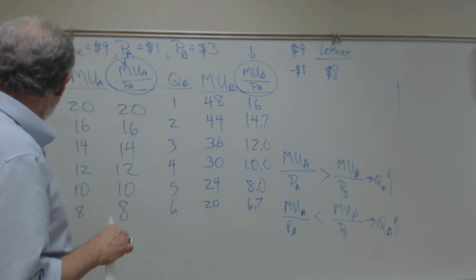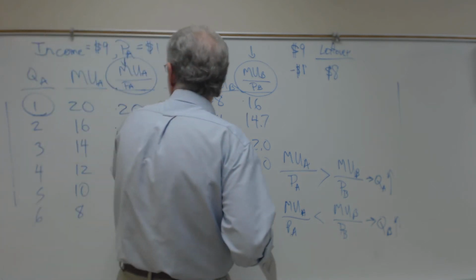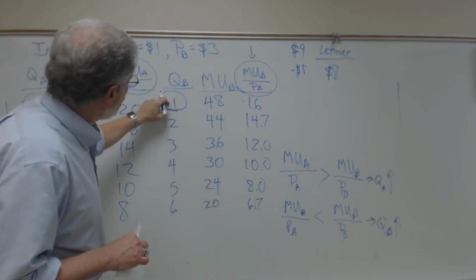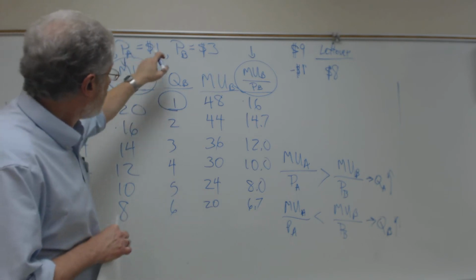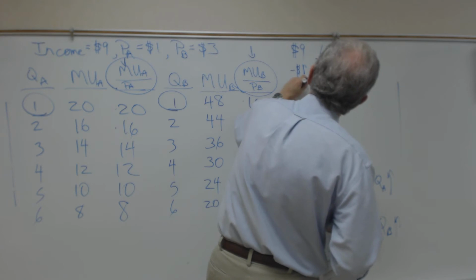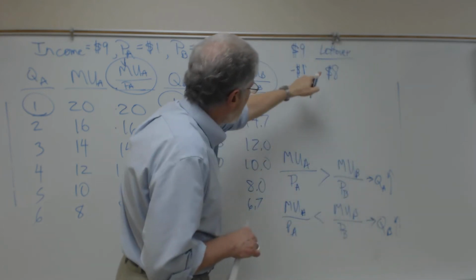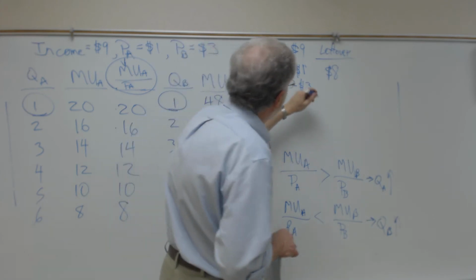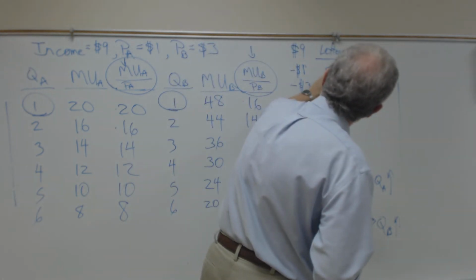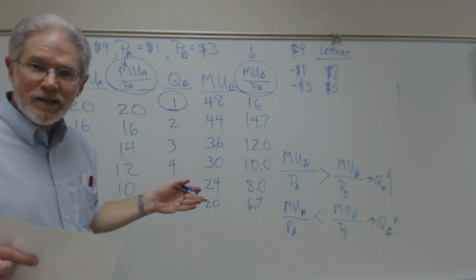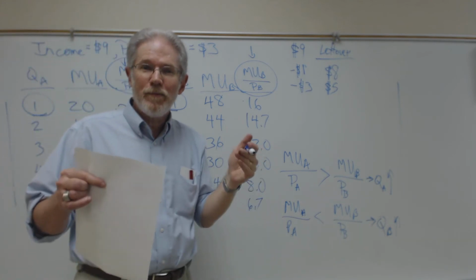Okay? So he bought the first apple. Now he's going to buy the first banana. What does that cost him? Well, the price is $3. So he had $8 left over. He spent 3 more, so he only has $5 left over. What do we do next? We follow the same process.